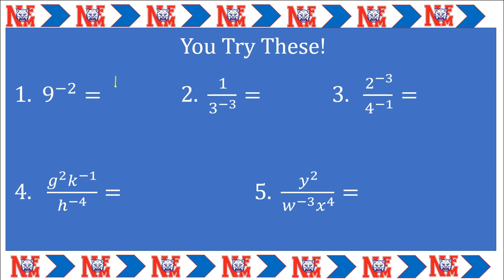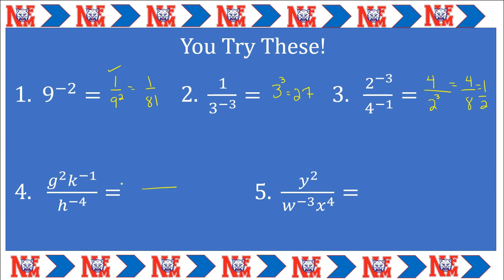Okay, number 1, we have 1 over 9 squared. And if you want to go ahead and evaluate it, you can. You don't have to. This is fine for now. Number 2, we're going to flip 3 to the negative third to the top. Number 3, both of these have negatives, so they're both going to reciprocate. The 2 to the negative third is going to come to the bottom. 4 to the negative 1 is going to come to the top. And if we evaluate this, we get 4 over 2 times 2 times 2, which is 8. So we get 1/2 as a final answer.